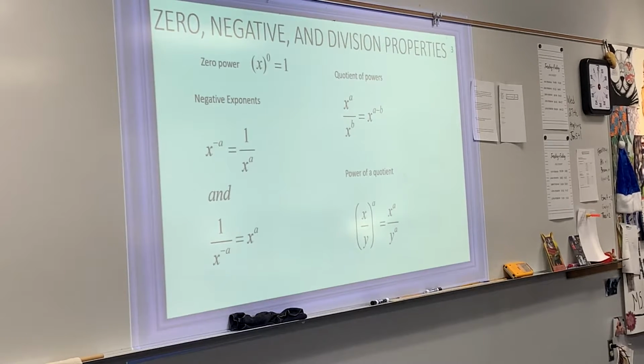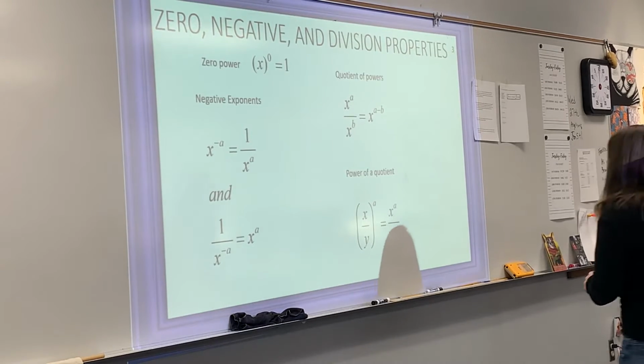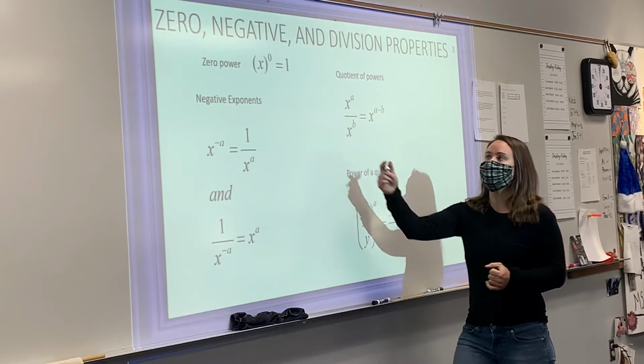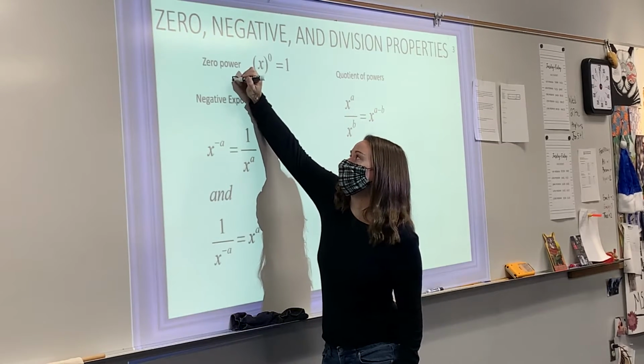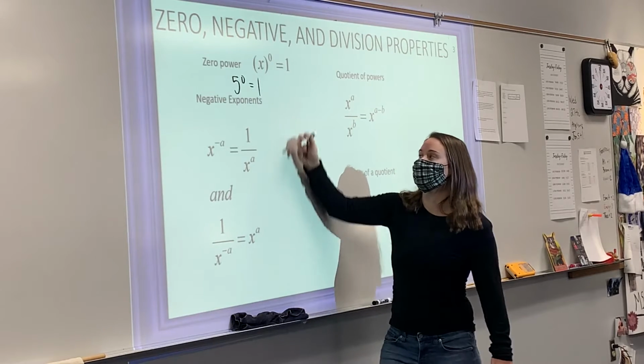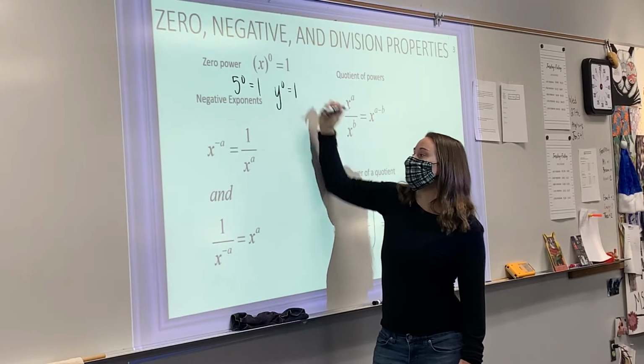All right, I'm gonna get started. So you don't have to add this if you don't want to, but I'm just gonna give you some examples right below the problem. So for example, on this one, if I had something like 5 to the 0, that's equal to 1. If I had something like y to the 0, that's equal to 1.